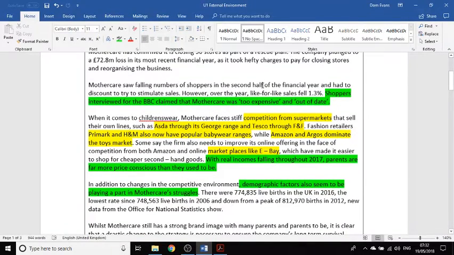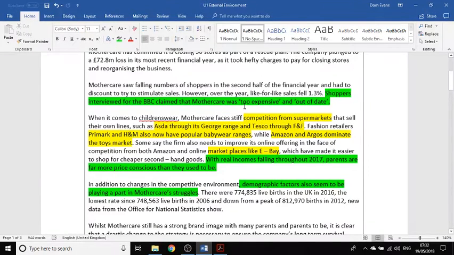Mothercare saw falling numbers of shoppers in the second half of the financial year and had to discount to try to stimulate sales. However, over the year, like-for-like sales fell 1.3%. Shoppers interviewed for the BBC claimed that Mothercare was too expensive and out of date. Now, I've highlighted this because it may come in useful during my answer.